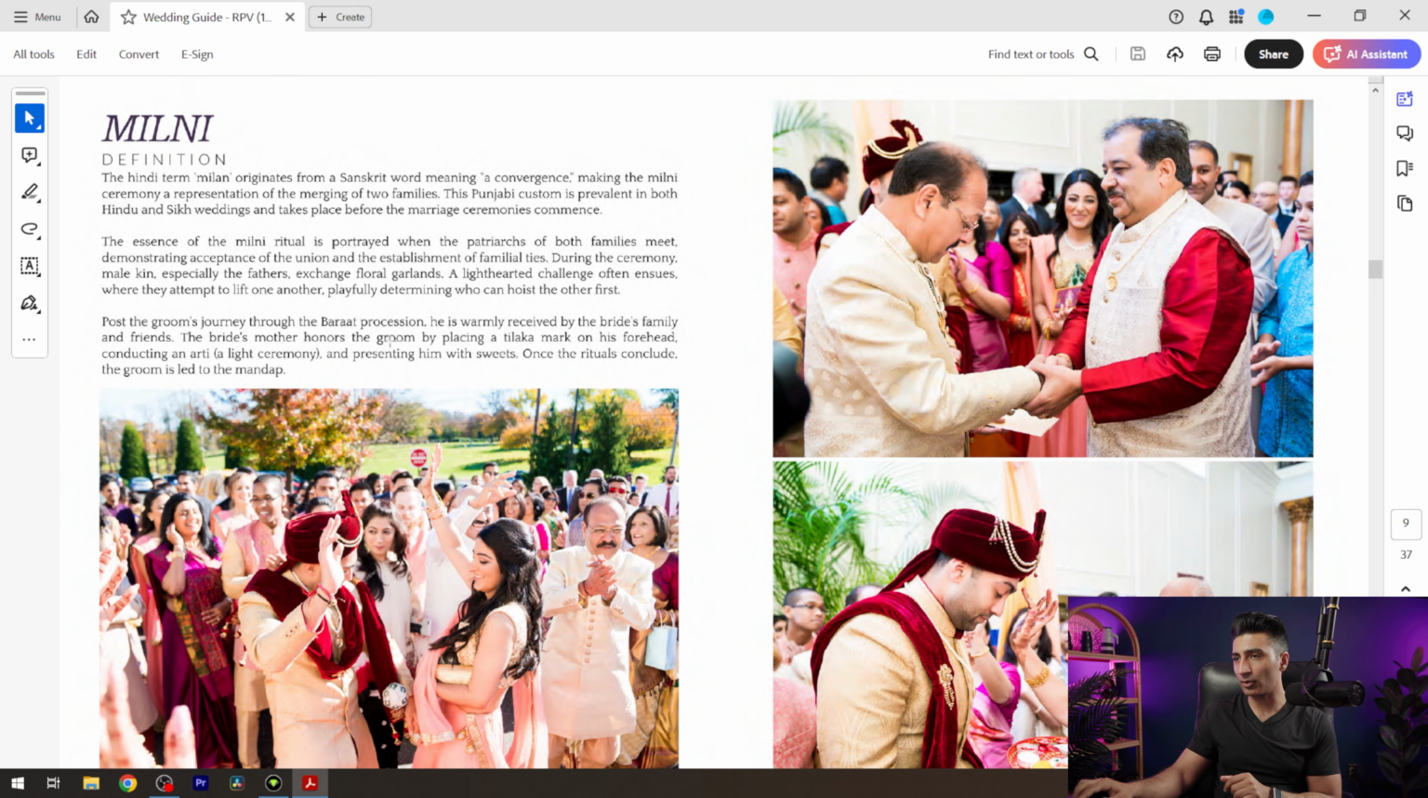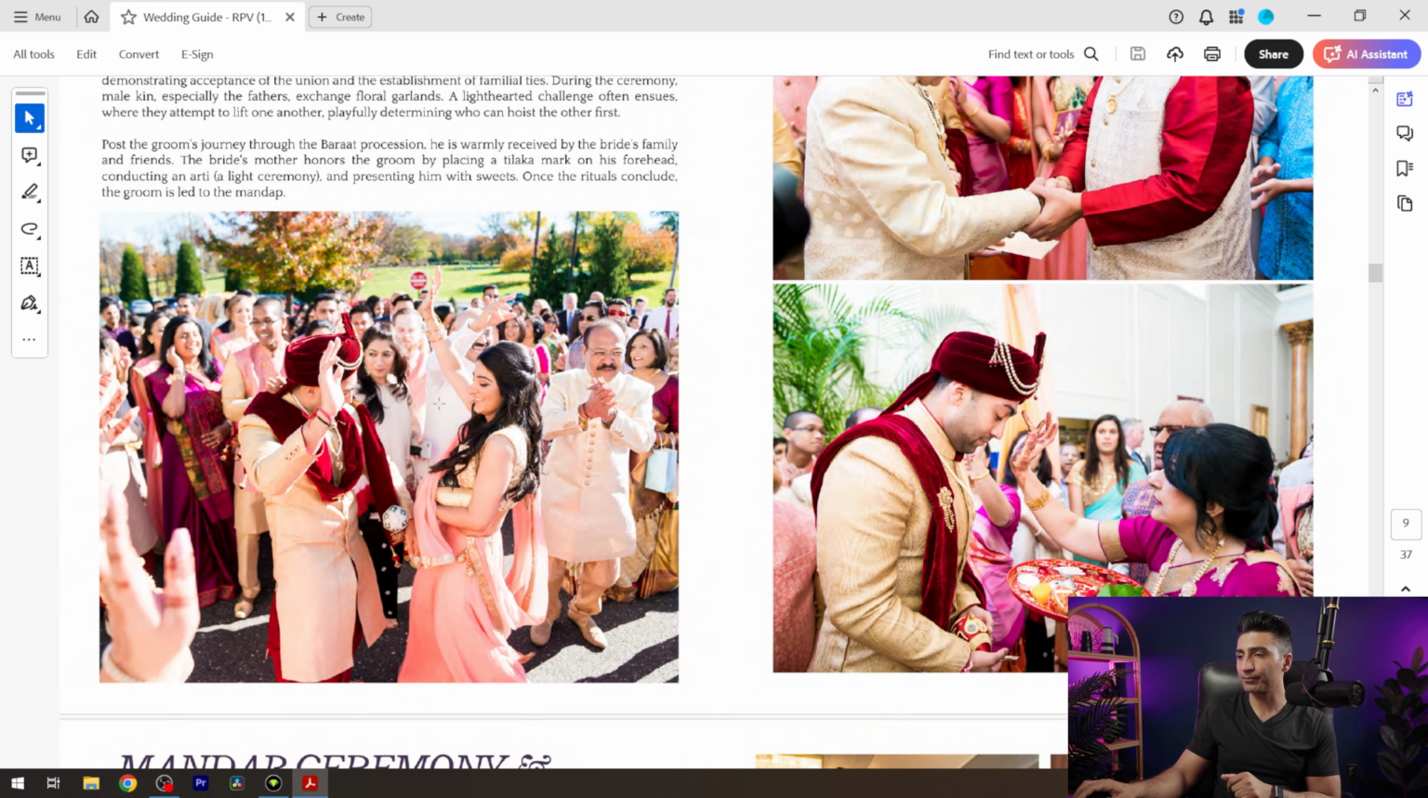But with the milni, it's really important to make sure that we capture all the individual family members that are meeting each other for the first time. A really sentimental moment. Okay.